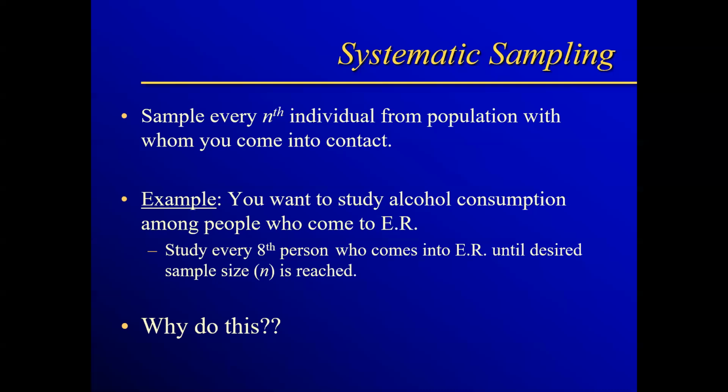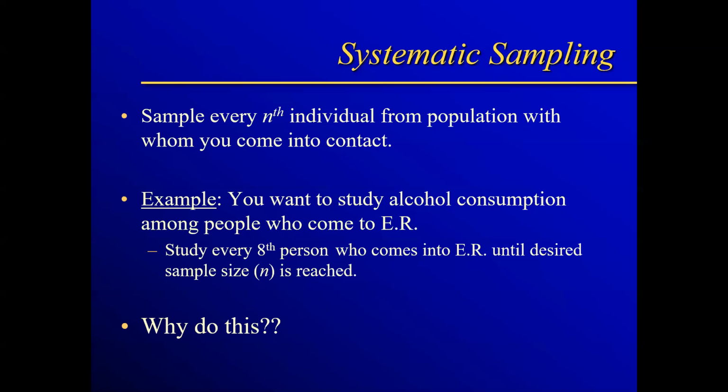Here's another example. You want to study alcohol consumption among people who come into the ER. So you go to Ruby or you go to Mon, whatever, and you sit in the ER, and everyone who comes in with alcohol consumption, you're interested in that population. So you could study every 8th person who comes in the ER until your desired sample size is reached. And this is the same principle. You don't have a list of everyone who's going to come into the ER because of overconsumption of alcohol, right? That's just impossible. It doesn't exist. You can't predict the future.